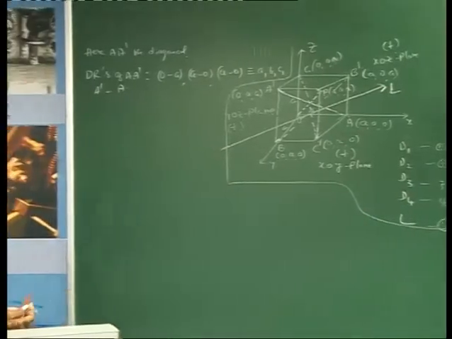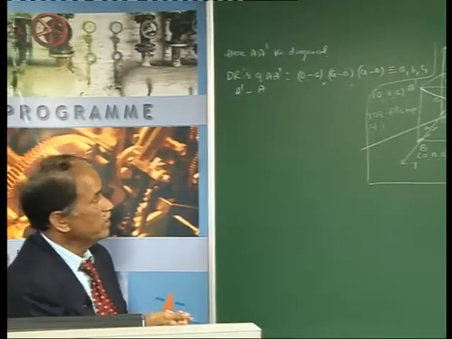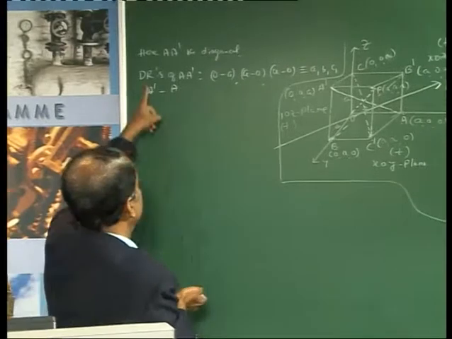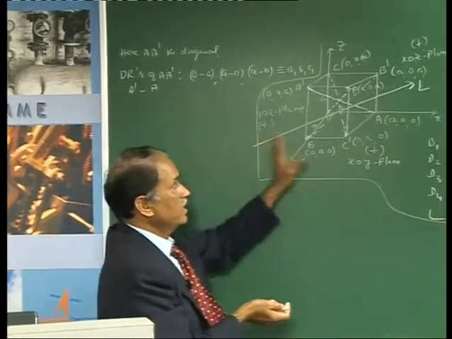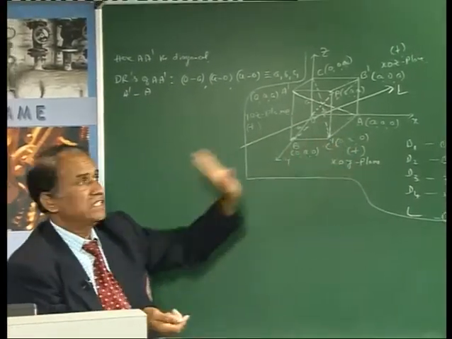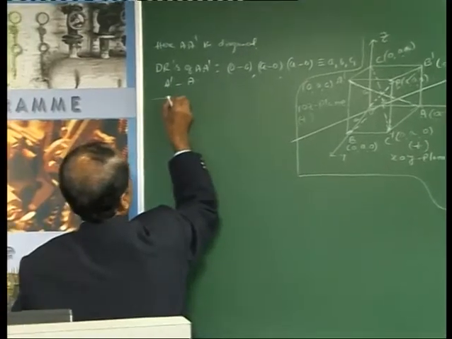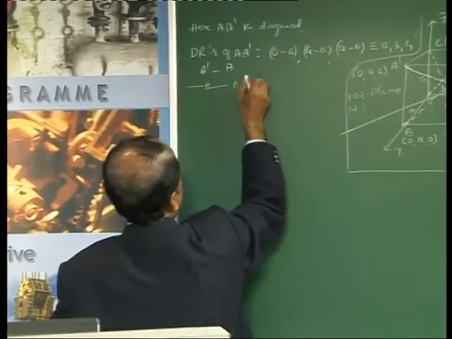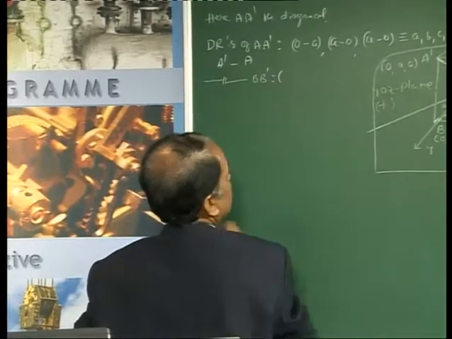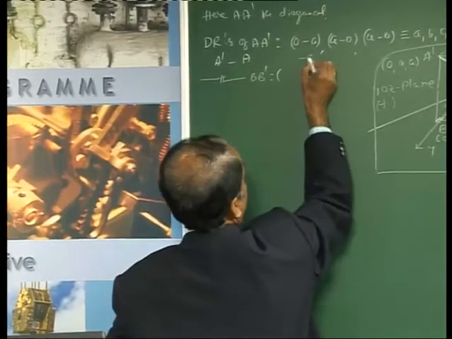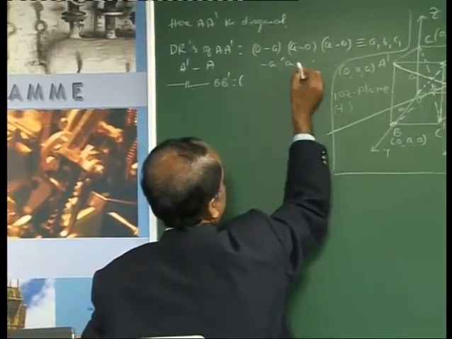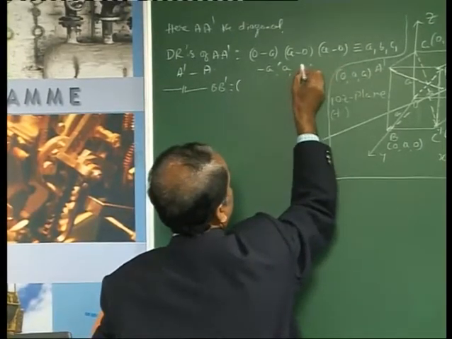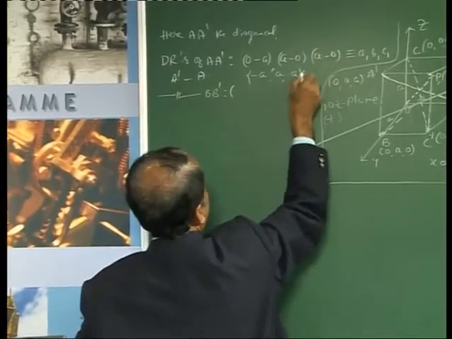I represent these values by means of A1, B1, C1 direction ratios. Similarly, for the remaining, you take the remaining 3 diagonals. Next, this is B dash, of course these values will be minus A, A, A and then plus A. These are the values.